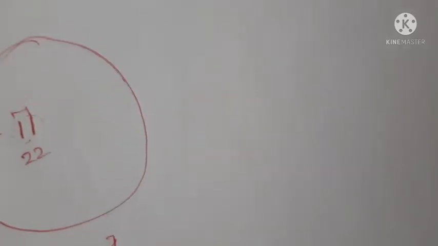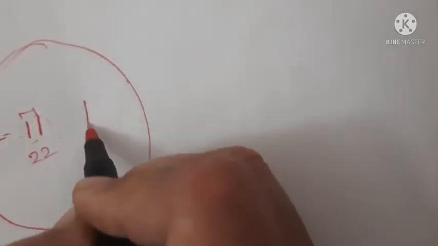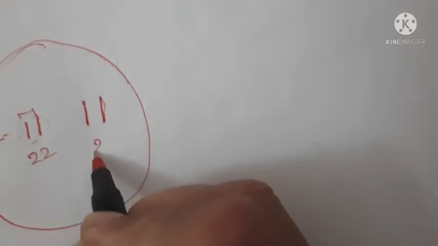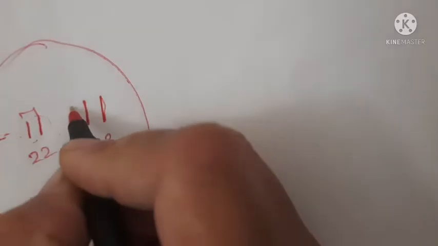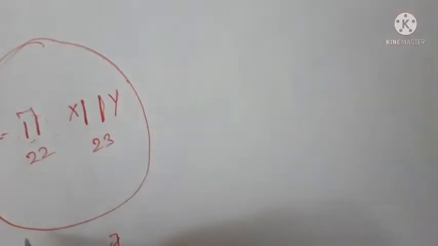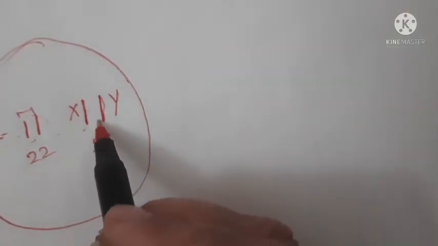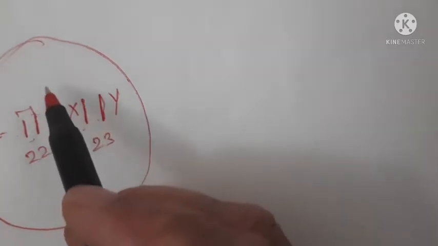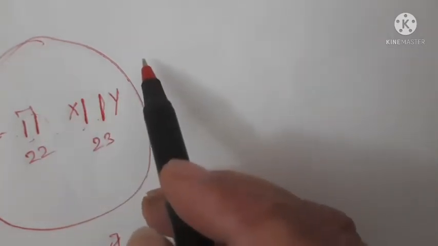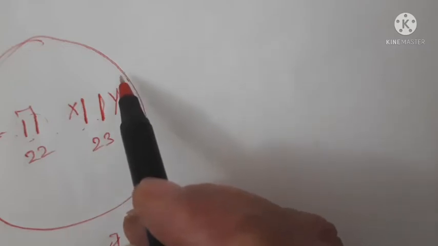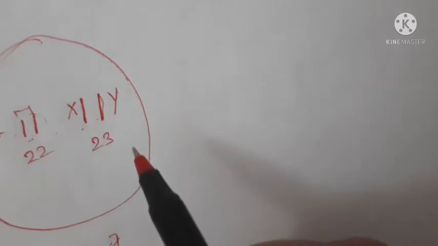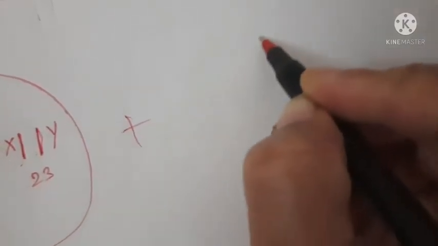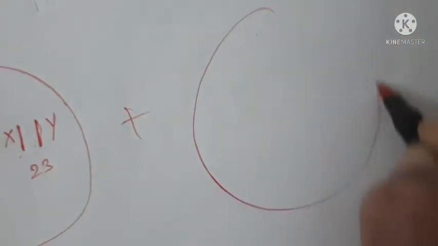Now pay attention. The 23rd pair of chromosomes is the sex chromosome. In males it is X and Y. This is the X chromosome, this is the Y chromosome. The X chromosome is contributed by mother and the Y chromosome is contributed by father. Here the Y chromosome is always shorter than the X chromosome. Understood?